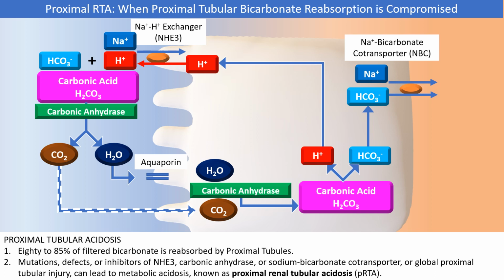Mutations, defects, or inhibitors of NHE3, carbonic anhydrase, sodium bicarbonate cotransporter, or isolated proximal tubular injury can lead to proximal RTA. Isolated mutation or defect of specific transporter leading to proximal RTA is rare. More commonly, proximal RTA occurs in patients with more generalized injury of proximal tubules from various causes. When this occurs, it is known as Fanconi syndrome.